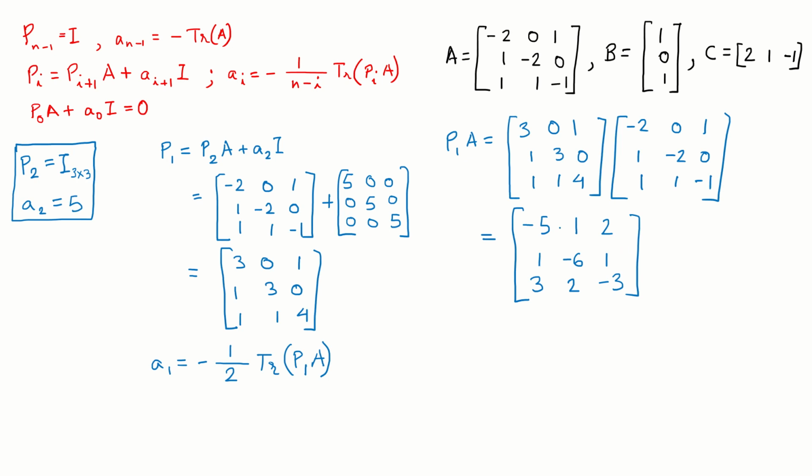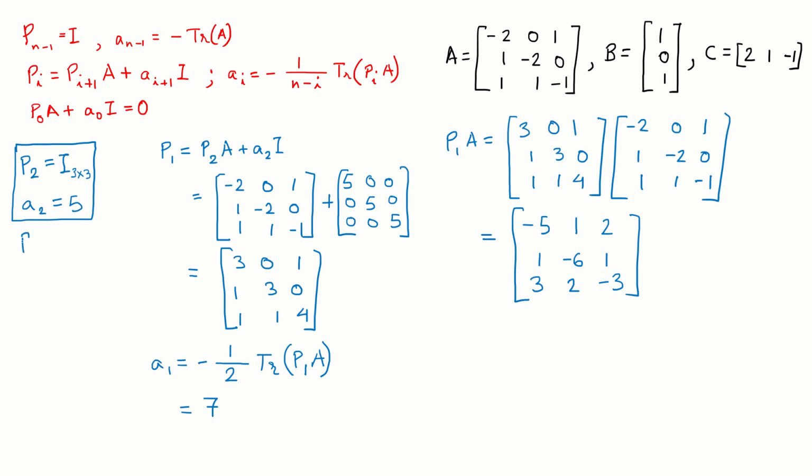So what is its trace? Its trace is minus 5 minus 6 minus 3, which is minus 14. So here we are having minus 14 by 2 and there is a minus sign also, so it becomes 7. So A1 becomes 7.